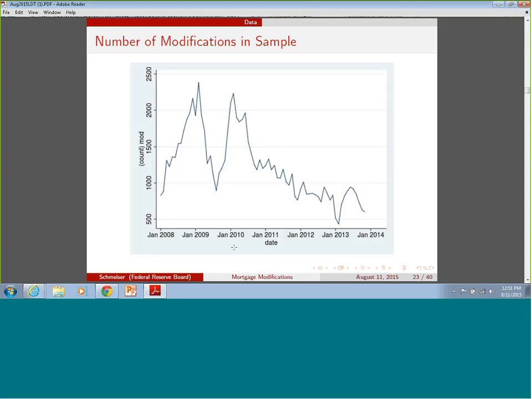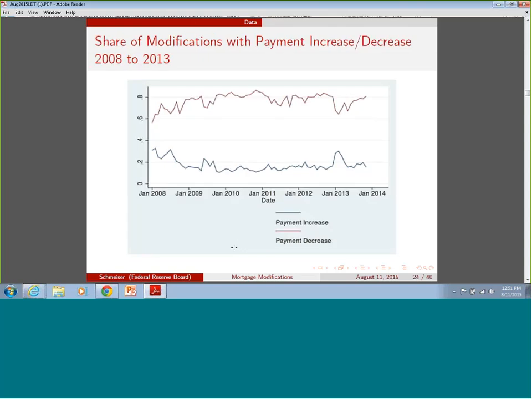And here I just wanted to illustrate the performance of these various modifications over time. Now this is unconditional, so it doesn't control for the economic conditions at the time, but this is a good sense for how these various modifications are performing. So you can see in blue at the bottom there, 2008 modifications, within 12 months following modification, nearly 80% have redefaulted, reached 60 plus days or more.